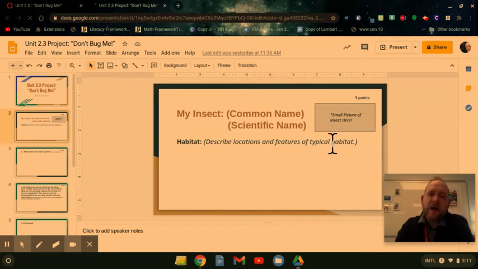And then I want you to describe for me the habitat of this insect. So where around the world does it live? You can find that from your map. And what are the physical features of that typical habitat? What types of plants, animals live there, and what is the topography like? What is the water like? What is the climate like? Just like you learned on your last project. So that should be a 5-sentence paragraph right down here.